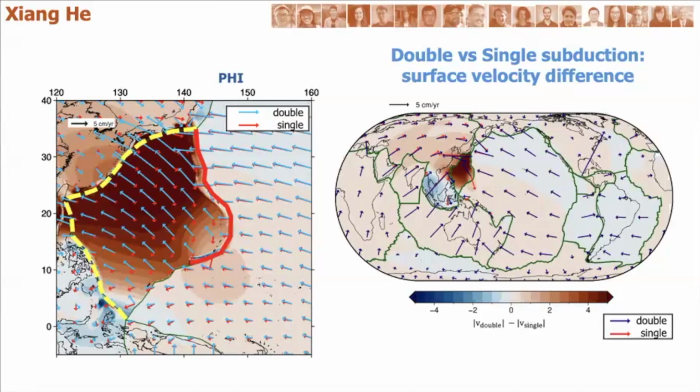But if you look at it globally, the effect is quite regional. It's around the Philippine Sea, and we cannot see whether or not it changes the Pacific dynamics or the Gulf of California. The difference is pretty small.